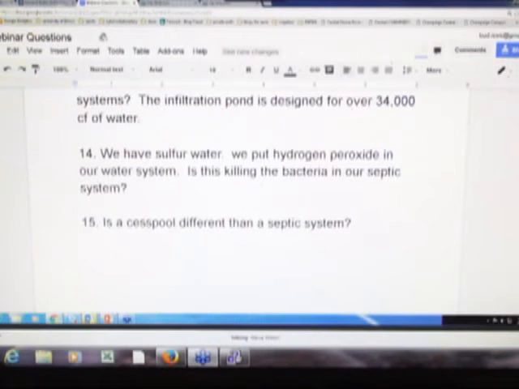We have sulfur water. We put hydrogen peroxide in our water system. Is this killing the bacteria in our septic system?